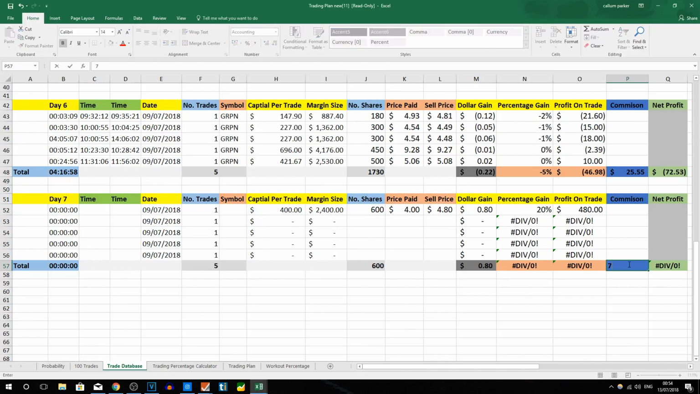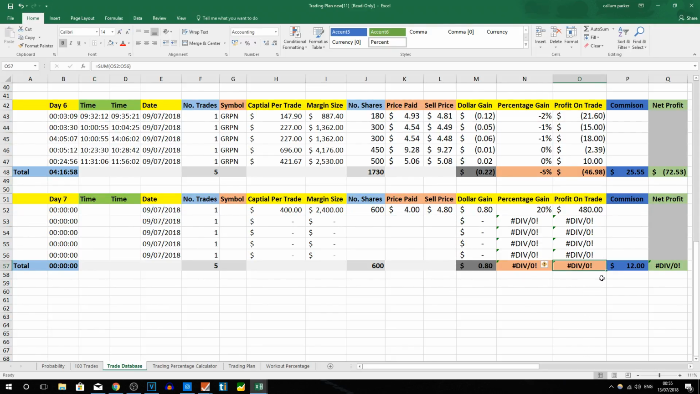So if I put in, let's say, $12 here, normally I would add these up like this, but because these aren't filled, it's not going to work. But basically, if you auto sum, I'll just show you an example. So auto sum gives you the total. That would add up all these, and that's minus 46 plus the commissions. Basically, I was down $72 for that day.